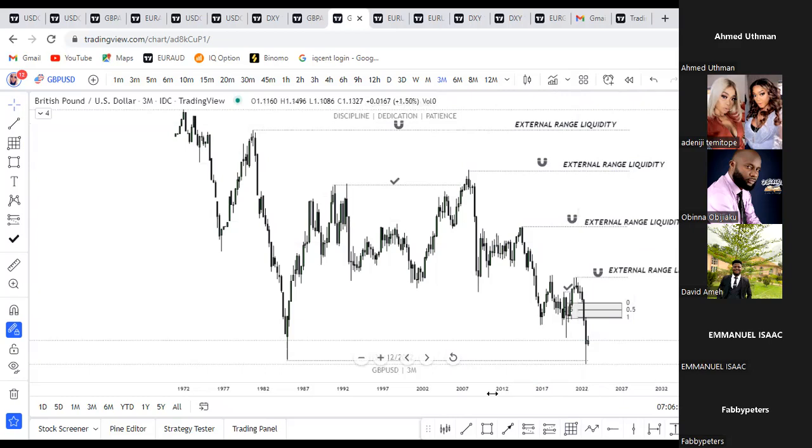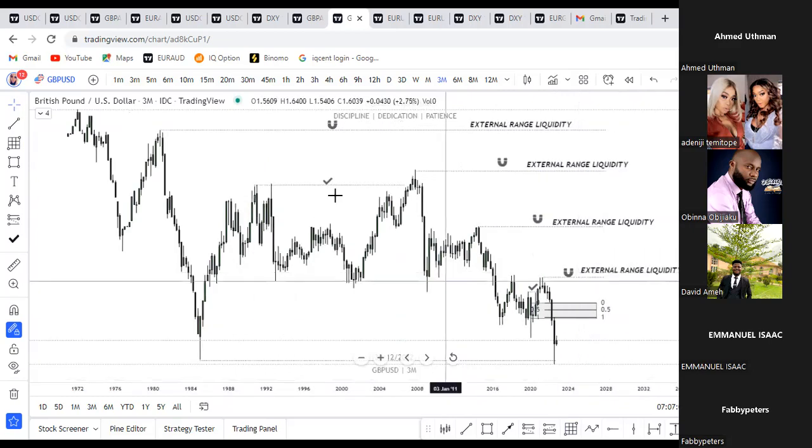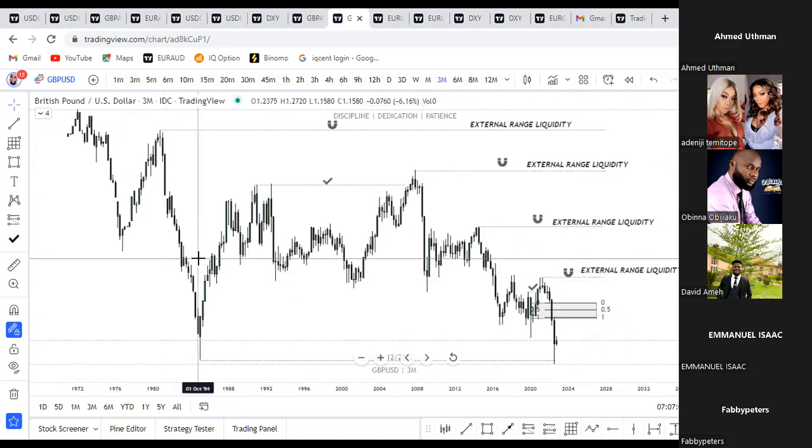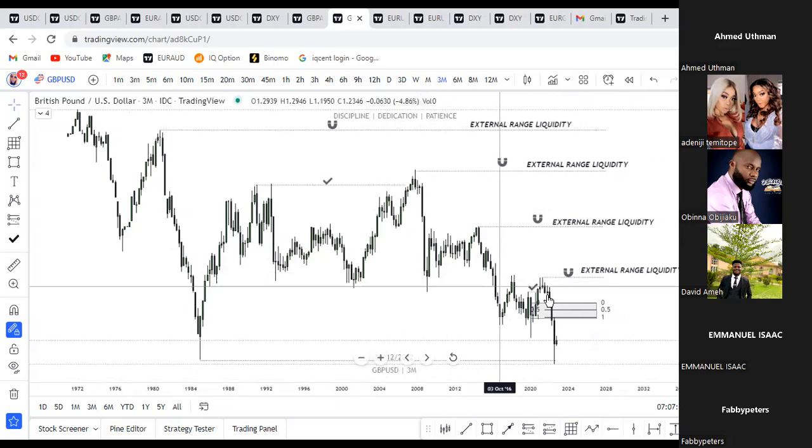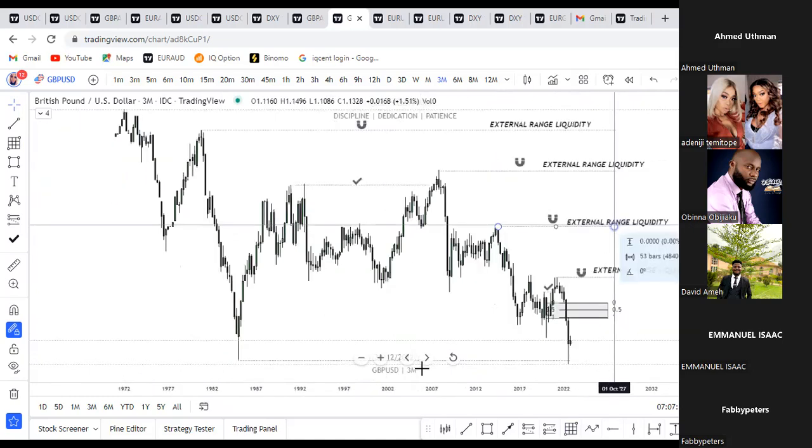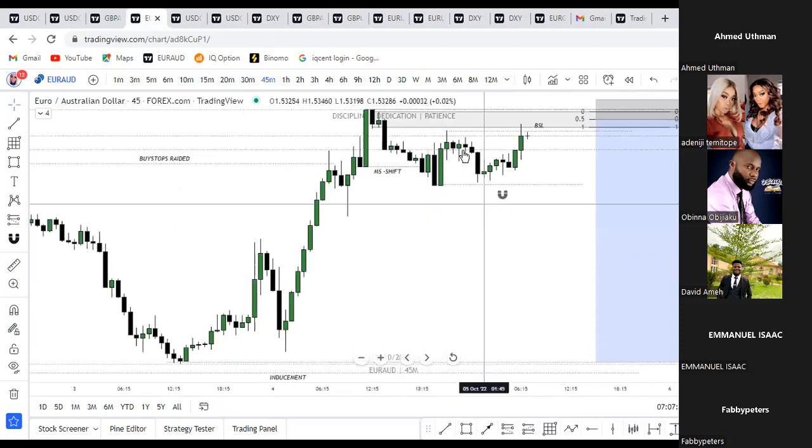You guys see, inside all this range, I already taught you inducement. Anything inside this range, you've been taught. External range liquidity accumulates short positions above those highs, when it takes external range liquidity on the sell side. I believe I've made some sense today. There's not much to teach about external range. I told you guys yesterday that the major thing is internal range liquidity.